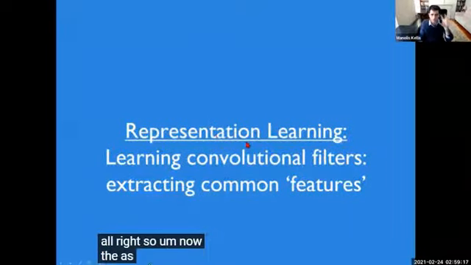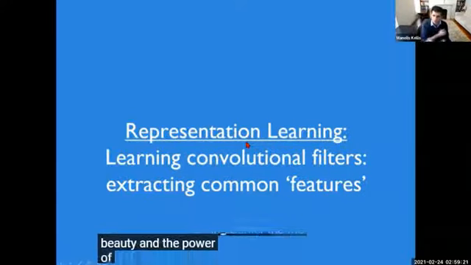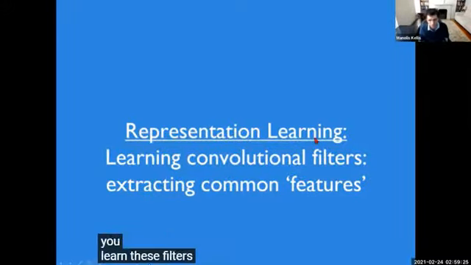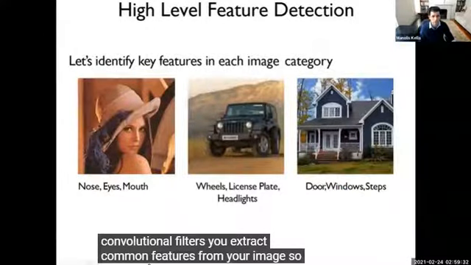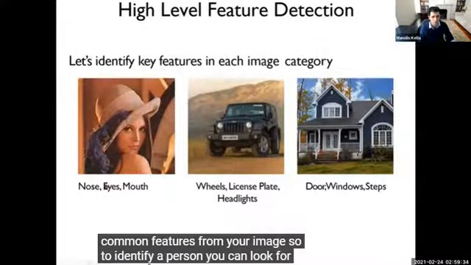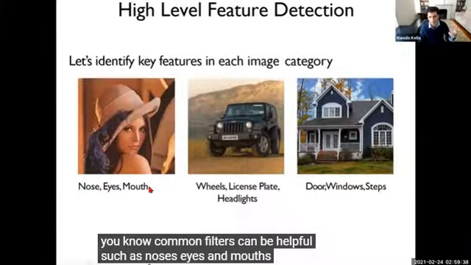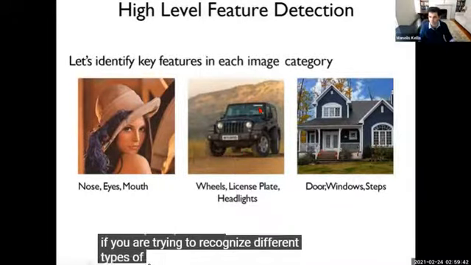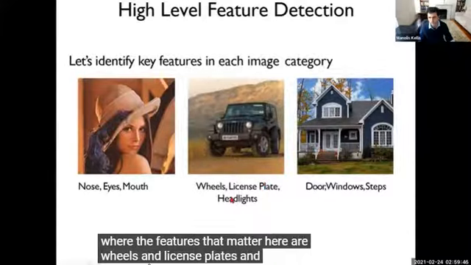All right, so now, as I was mentioning earlier, the beauty and the power of convolutional neural networks is that you learn these filters. You learn the convolutional filters. You extract common features from your image. So to identify a person, common filters can be helpful, such as noses, eyes, and mouths. But these are completely useless if you are trying to recognize different types of cars, where the features that matter here are wheels and license plates and headlights.